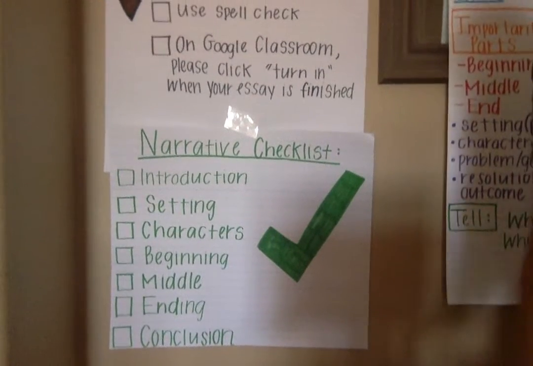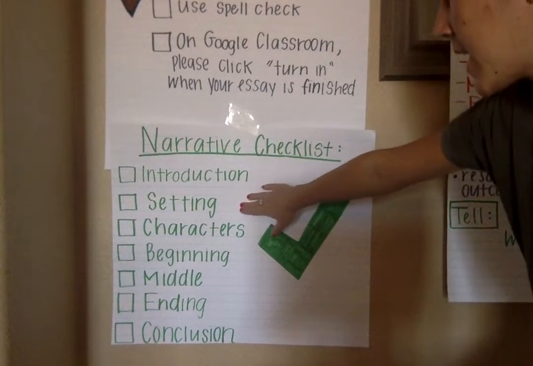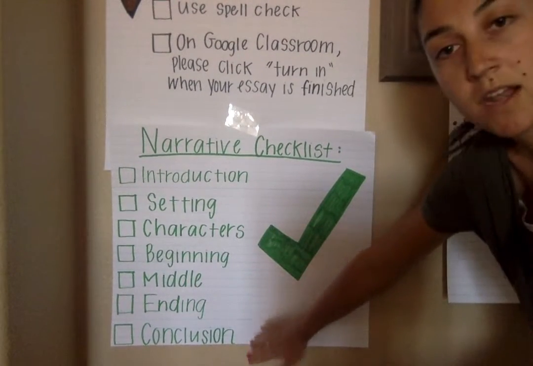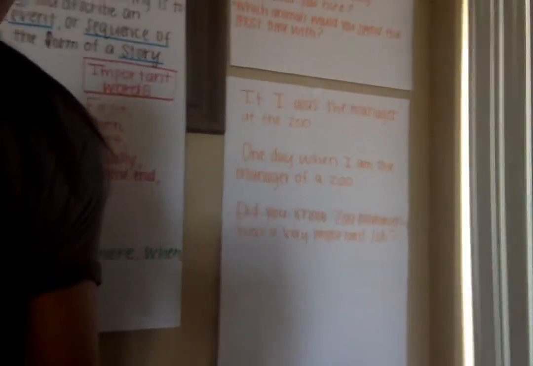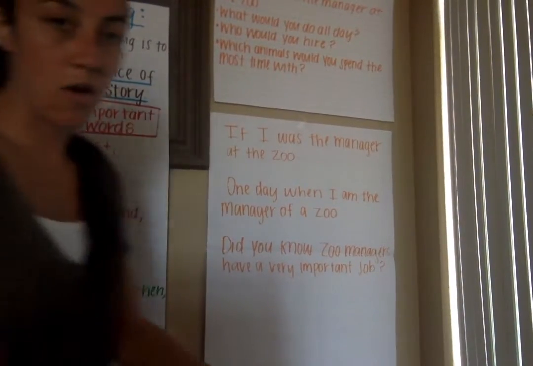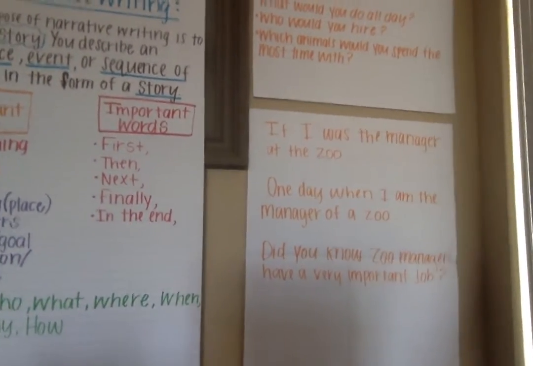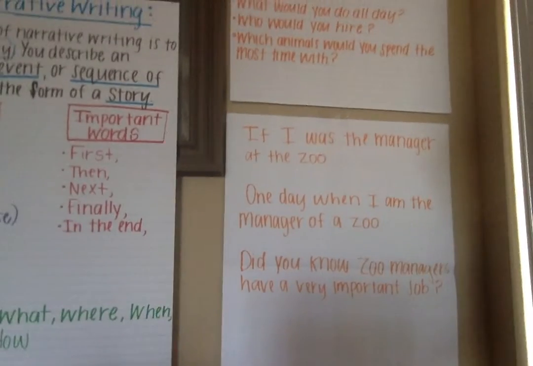So your narrative checklist. So please remember that you need an intro, a setting, characters, a beginning, a middle, an end, and then a conclusion to wrap it all up. I have come up with some sentence starters to help you get started with introducing your essay to your readers.